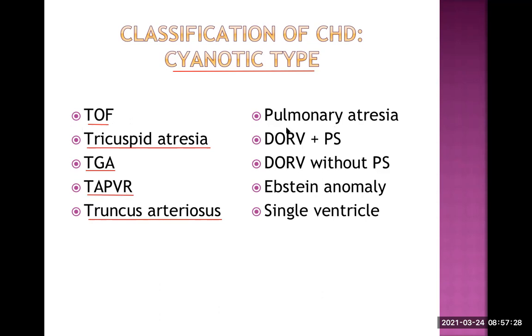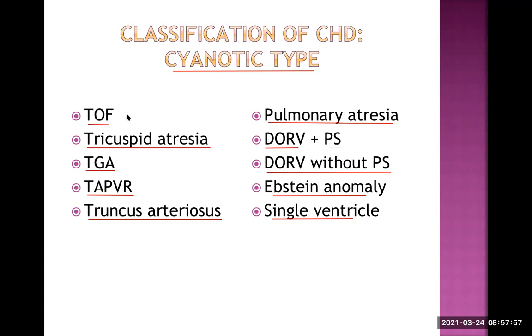Now, apart from them, some more are there, like pulmonary atresia, DORV without PS, DORV and PS. This is double outlet right ventricle and pulmonary stenosis, Epstein anomaly, and single ventricle. Now let's elaborate a little bit on them, because the student must understand the meaning of these important terms.